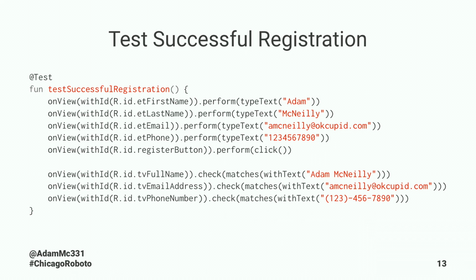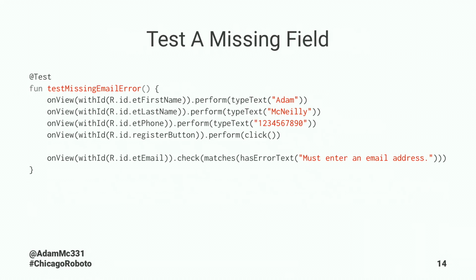But I might argue that I can do that line by line, but by the time I get to the end of the test, I might have really forgotten all the steps that I've taken, with the exception of like test successful registration, which kind of gives it away. But let's look at an example if we left a field out. Like if I don't enter my email address, I want to see an error text that says, must enter an email address. And a lot of this test looks the same as the one you've already seen.